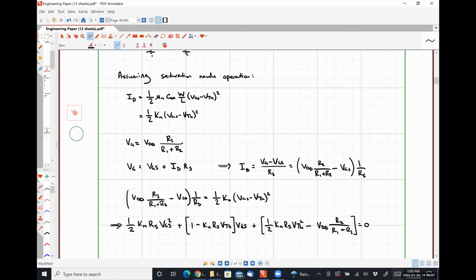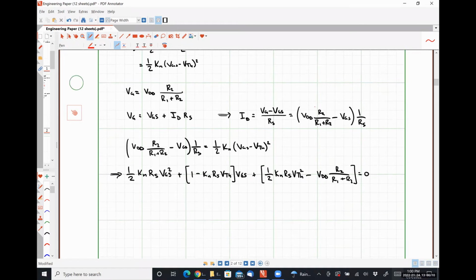So we can call this guy right here A, this guy right here B, and this guy right here C. And using our good old 8th grade math, say that VGS is equal to negative B plus or minus the square root of B squared minus 4AC, all over 2A.